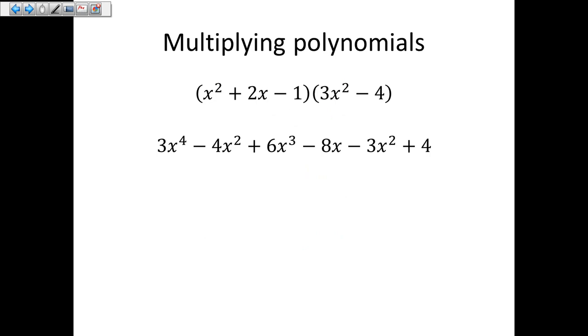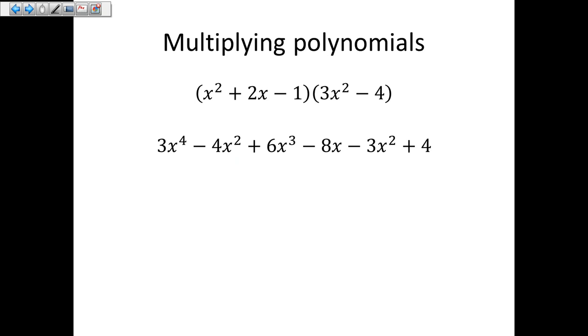Now we're not quite done there. This is a good start. We have each term from the first trinomial, in this case, multiplied by each term in the binomial. We have 6 terms because we took 3 terms and multiplied it by 2 terms. So you should have 6 terms when you finish that first step.